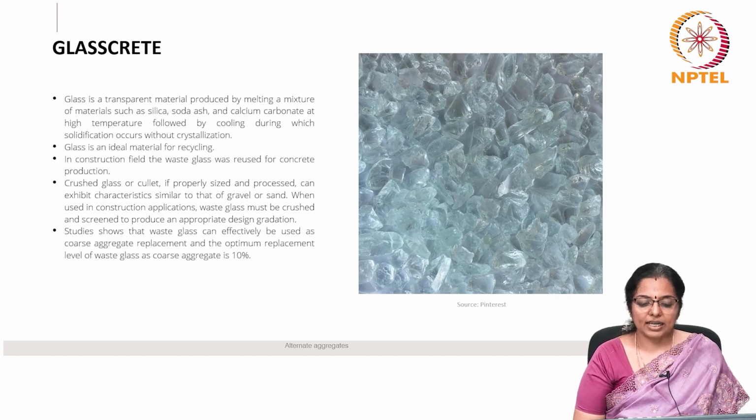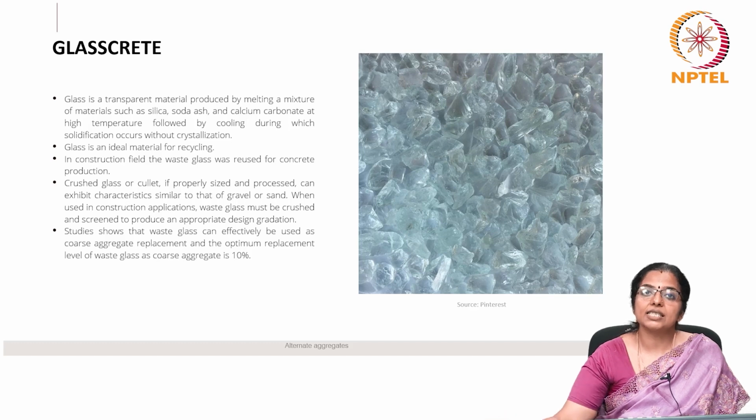Crushed glass or cullet, if properly sized and processed, can exhibit characteristics similar to that of gravel or sand. When used in construction applications, waste glass must be crushed and screened to produce an appropriate design gradation. Studies show that waste glass can effectively be used as coarse aggregate replacement, and the optimum replacement level of waste glass as coarse aggregates is 10%.